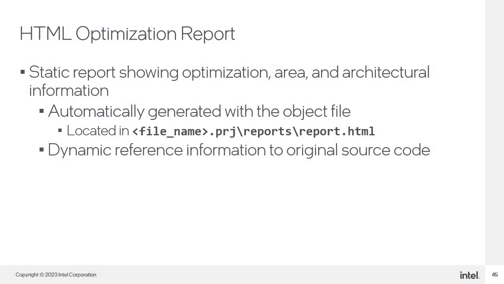The static report is usually in an HTML form showing optimization, area and architectural information located in the report directory of your project after executing the optimization report generation command. It is automatically generated with the object file. It provides dynamic reference information to original source code. Note that reports change looks with every release, but the sections will always remain the same.